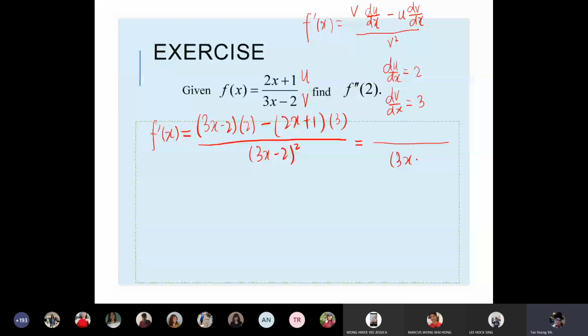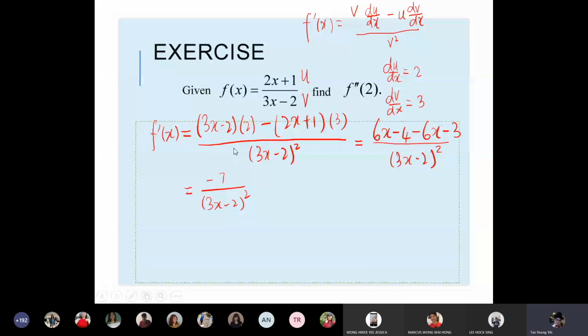As usual, we need to simplify first. We have 6x minus 4. Okay, so this is another 6x, so minus 6x and minus 3. So from here we have 6x minus 6x, 0, negative 4, negative 3, negative 7, over 3x minus 2 squared. All right, any questions?